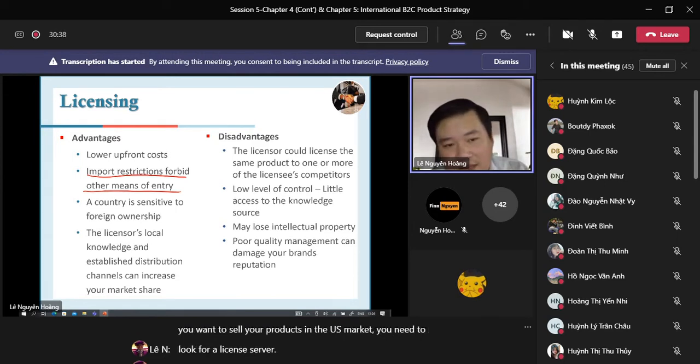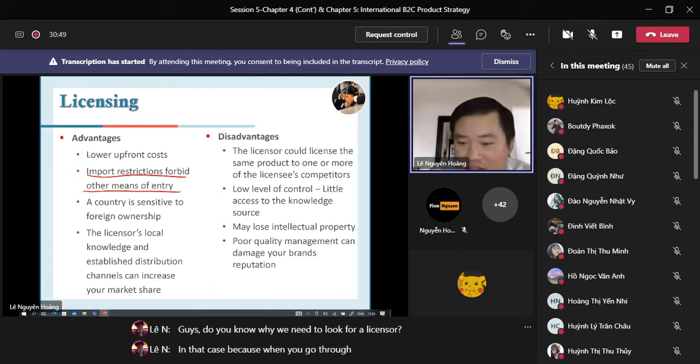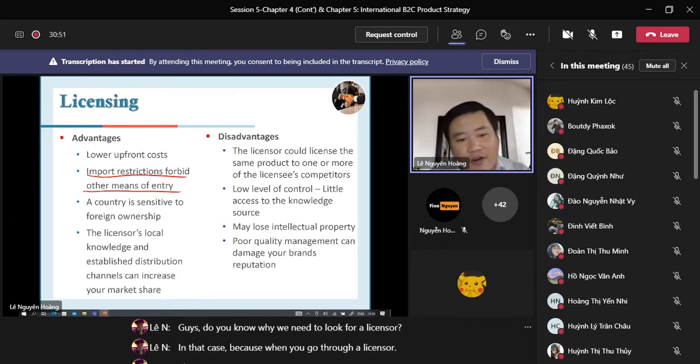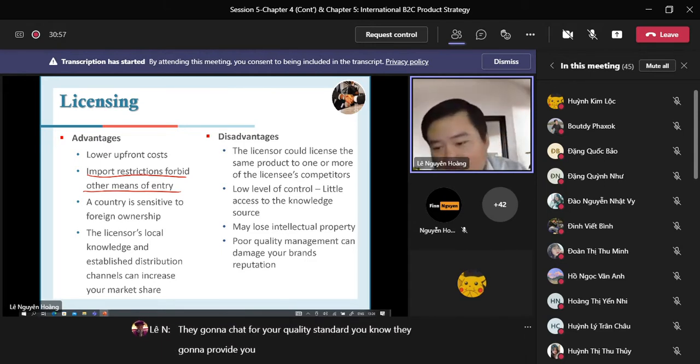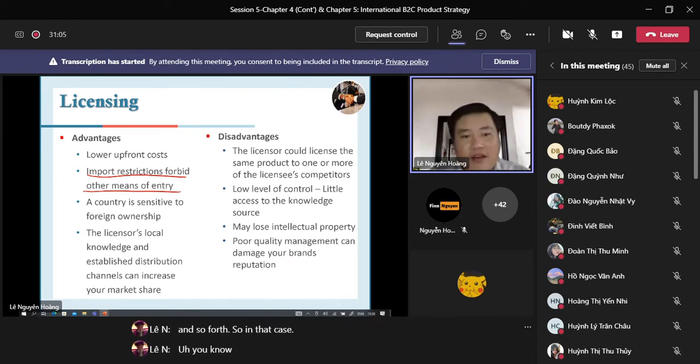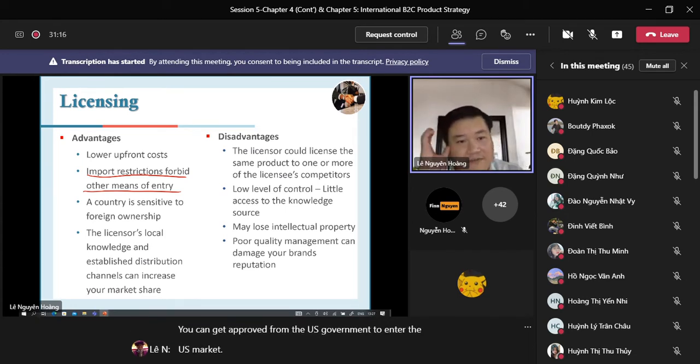Do you know why we need to look for a licensor? Because when you go through a licensor, they're going to check your quality standard. They're going to provide you with their distribution system, and so on and so forth. So in that case, you can avoid this situation. You can get approved by the US government to enter the US market. Is it clear?